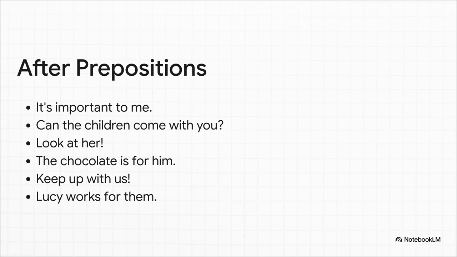2, can the children come with you? With is our preposition here. 3, look at her. At is the preposition, so we use the object her. 4, the chocolate is for him. 5, keep up with us. And 6, Lucy works for them. You see the pattern, right? Whenever you spot a preposition, you can confidently just drop your object pronoun right after it.